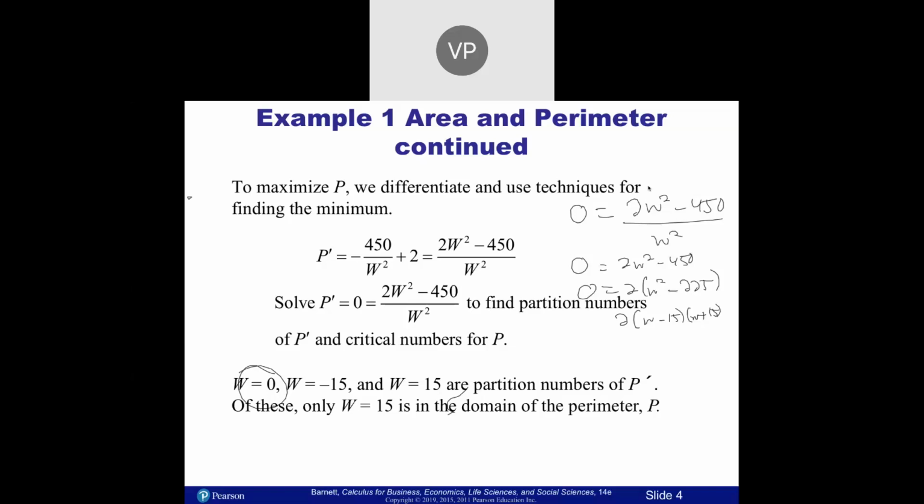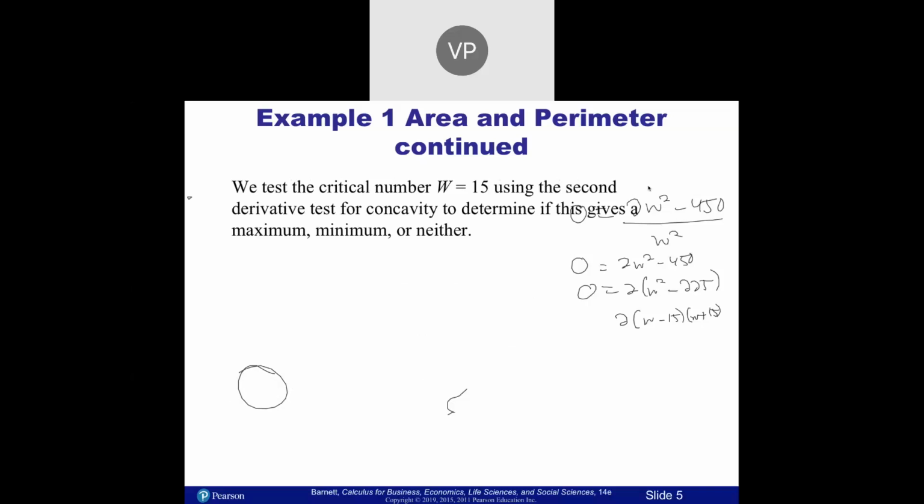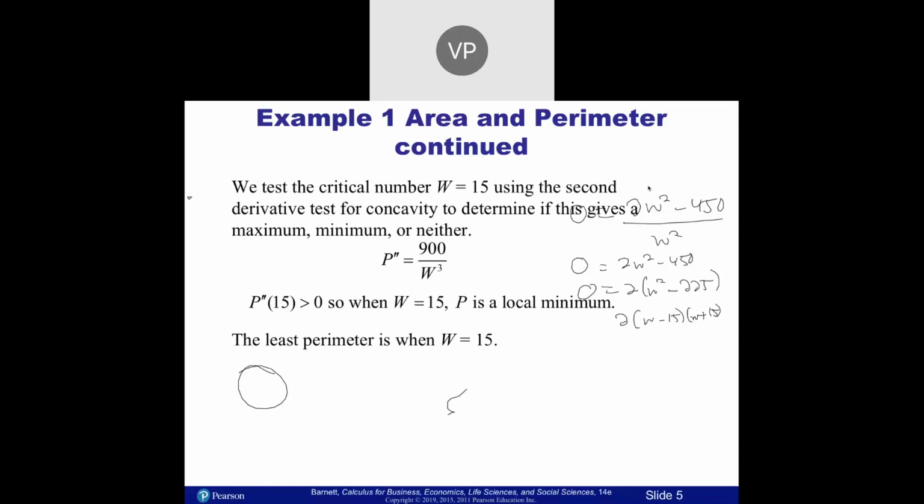And what that tells us is when W is 15, that's going to give us the smallest perimeter, the minimum perimeter. So that's our only critical number. You don't even have to test for the concavity. If you get one number, that's going to be the answer. But you can, and they did the second derivative. They checked concavity and all that. But for the least perimeter, all that matters is when the width is 15.